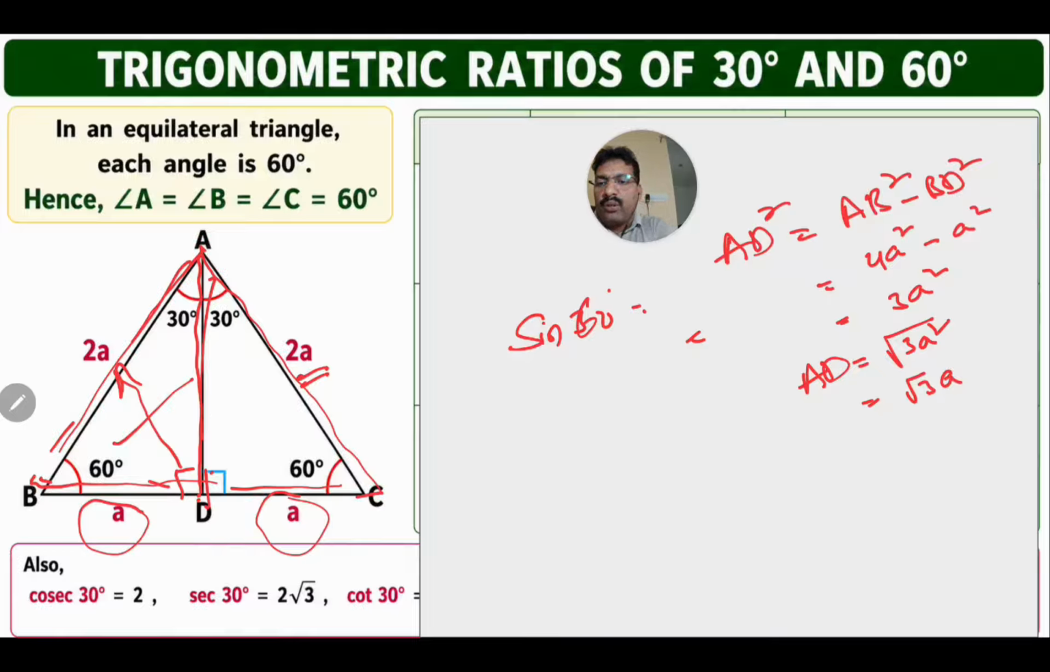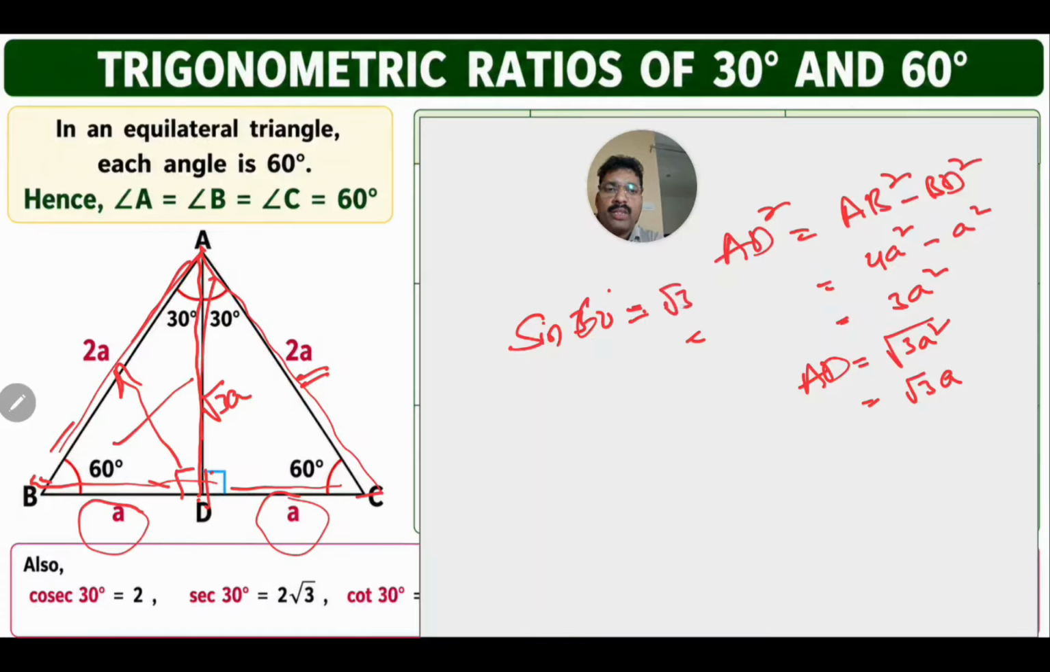So now AD value root 3a, you write here. Already we know all the three sides of this right angle triangle. Now we can find any ratio, for 30 degrees or 60 degrees. Suppose sin 60, the opposite side is root 3a by hypotenuse 2a. So a will get cancelled, sin 60 degrees value is root 3 by 2. Similarly, cos 60 degrees, for 60 degrees the adjacent side is small a, hypotenuse is 2a. So a by 2a, a will get cancelled, we get 1 by 2.